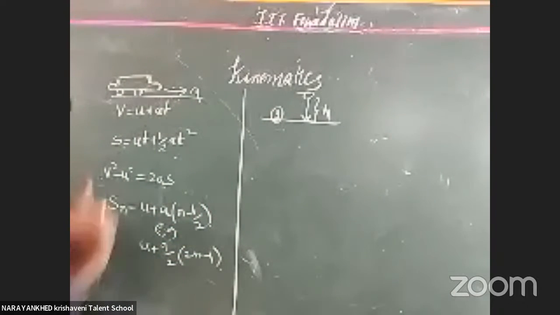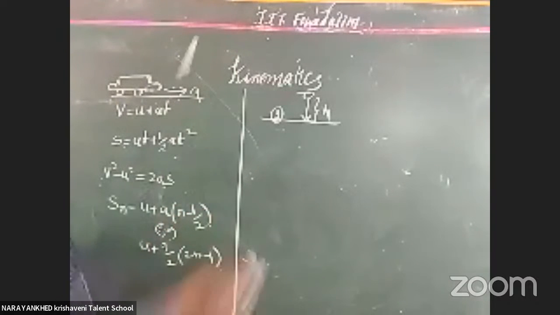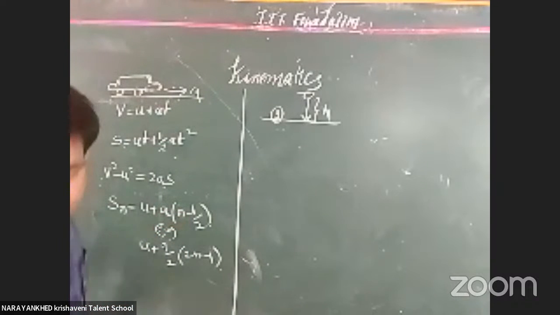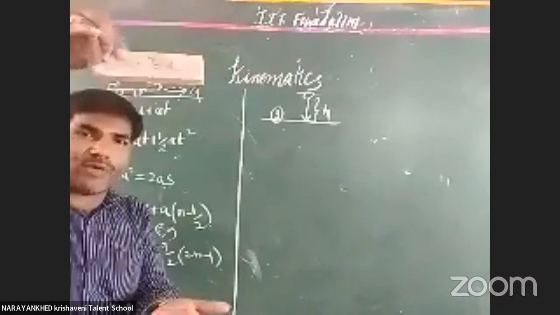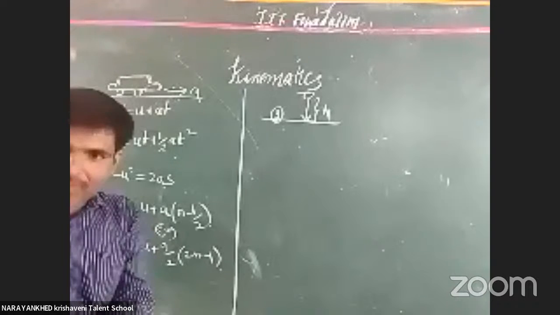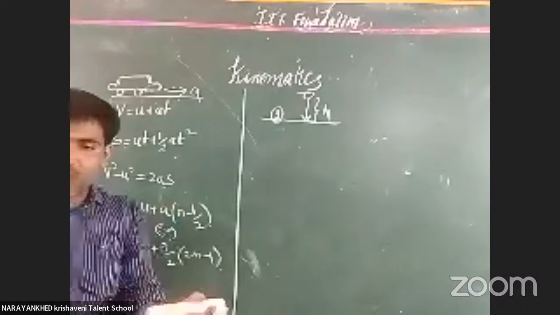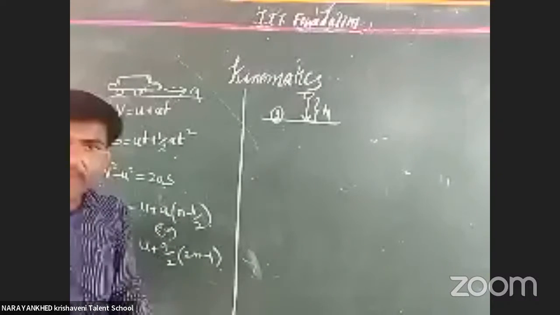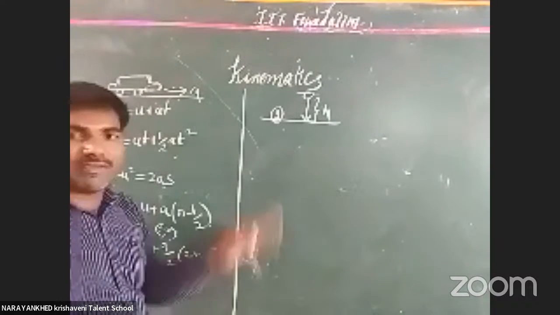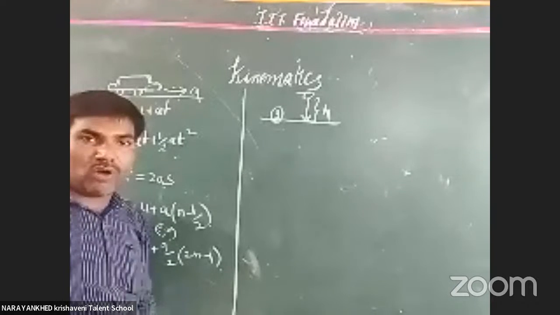Now why is the body coming like this? The chalk piece is coming from here to here. The duster is coming from here to here. How is it possible? Who made it so? The earth contains a gravitational force, and that force gives the acceleration. That acceleration is called acceleration due to gravity. Got it or not?